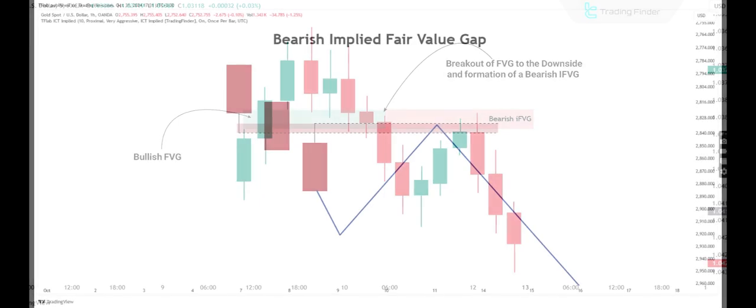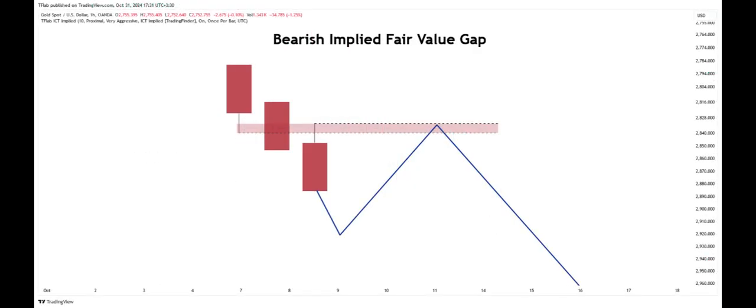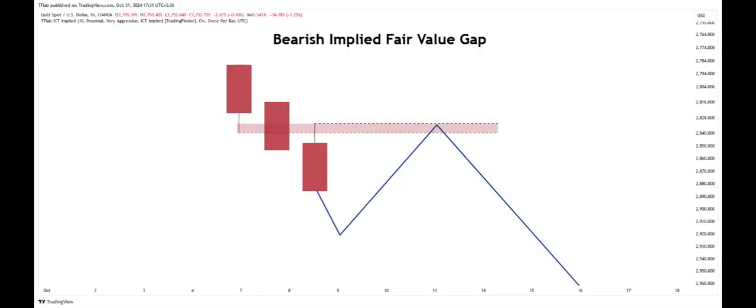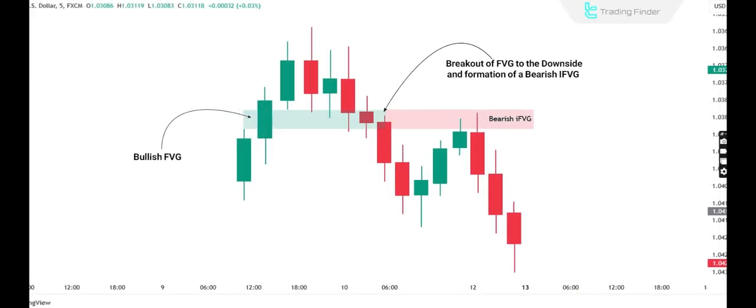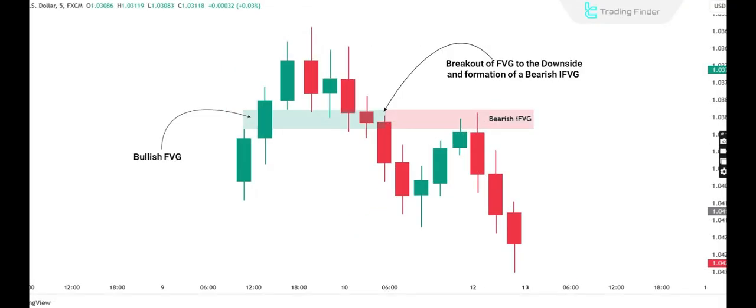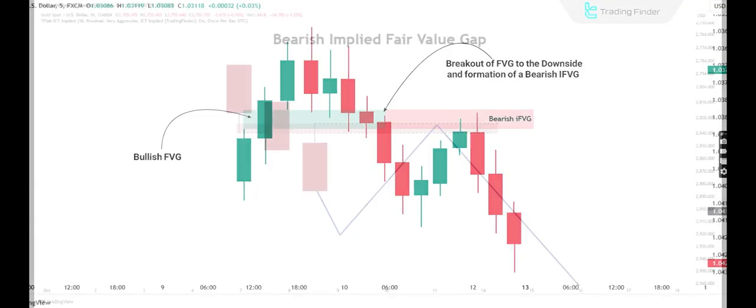In essence, every flip is a COCH, but not every COCH is a flip, because a valid flip requires three simultaneous conditions: an initial price reaction to a supply or demand zone, a clear break of that same zone, and formation of an imbalance or fair value gap, FVG, at the moment of the break.